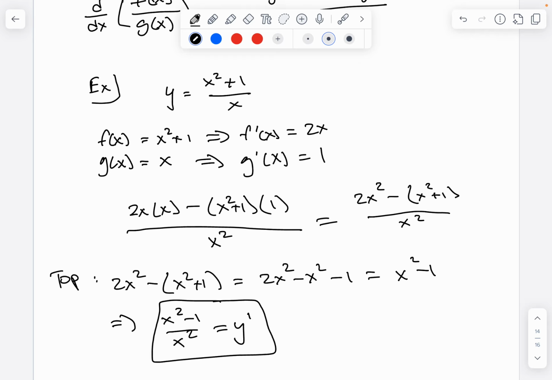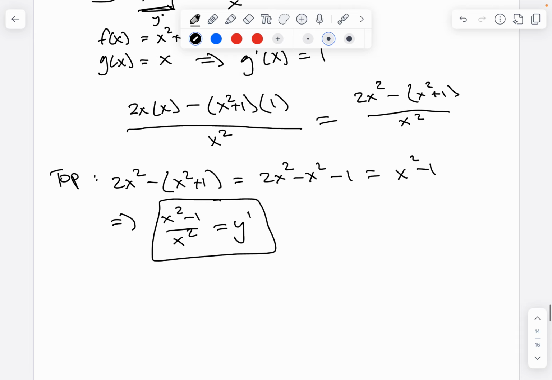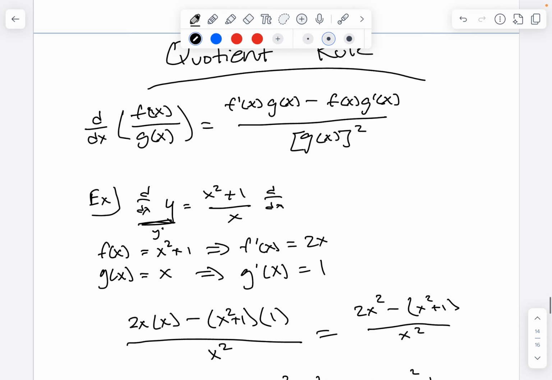And y prime is the same thing as this, because we're taking the derivatives of both sides. So this can be rewritten as y prime. But yeah, that's our final answer. Hopefully that helps with the quotient rule.